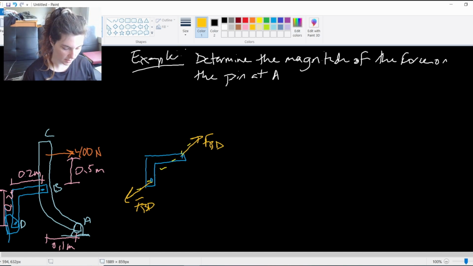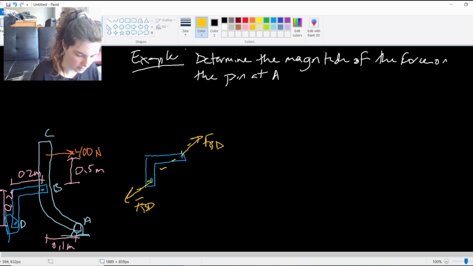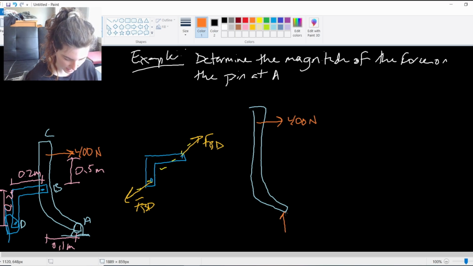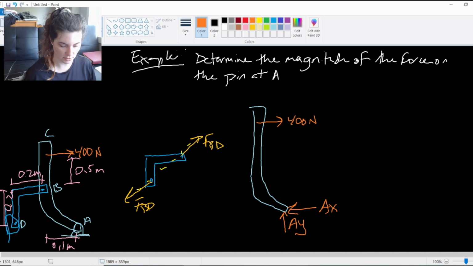So this would be like the free body diagram for the, I guess, right angle member. And then for this curved member, if we do this free body diagram, what I have is this 400 Newton force coming off of it. I have the reaction forces from the pin at A, so in the AY and AX directions. Those are my support reactions, which are the forces I'm trying to find, right?